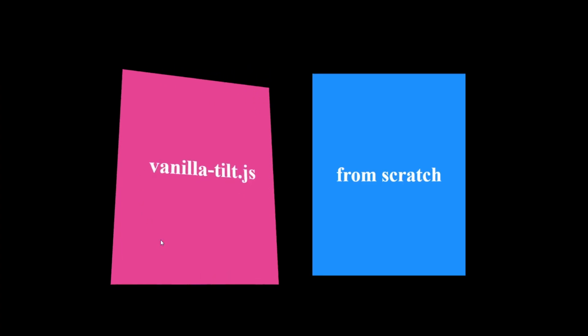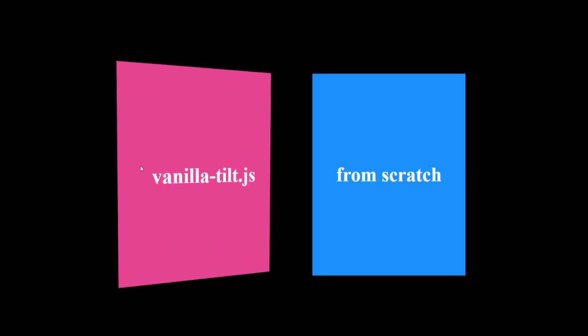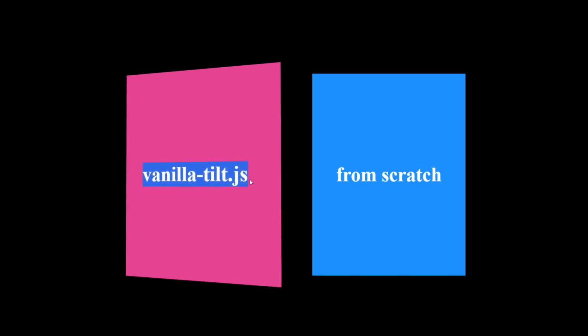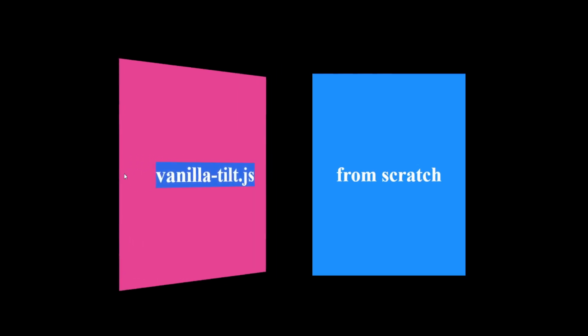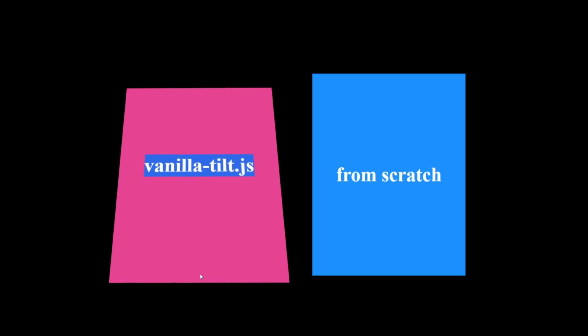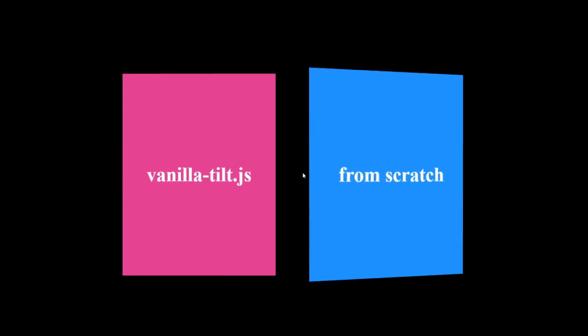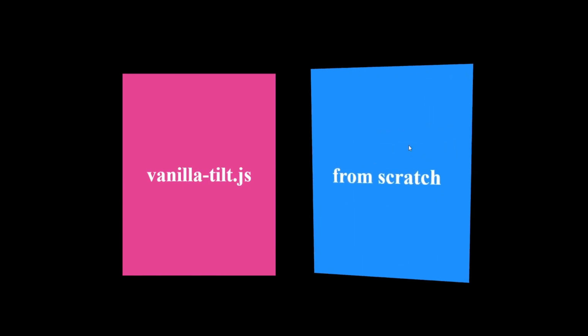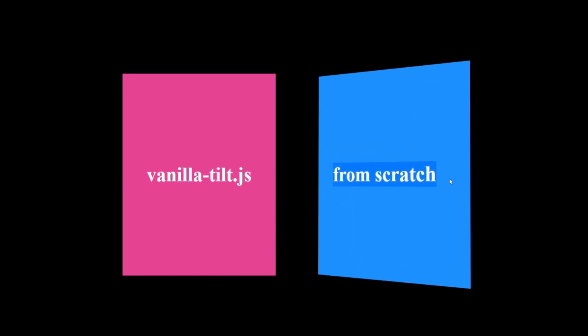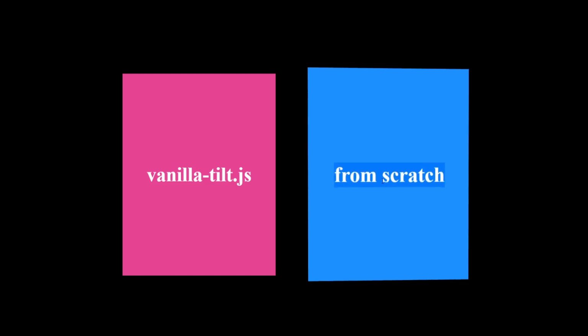For the tilt effect, we will first use a small library called vanilla-tilt.js, which is more than enough for this task. However, this would be too simple, so we will also implement the tilt effect on mouse over from scratch without using any libraries. I hope you will enjoy this video.